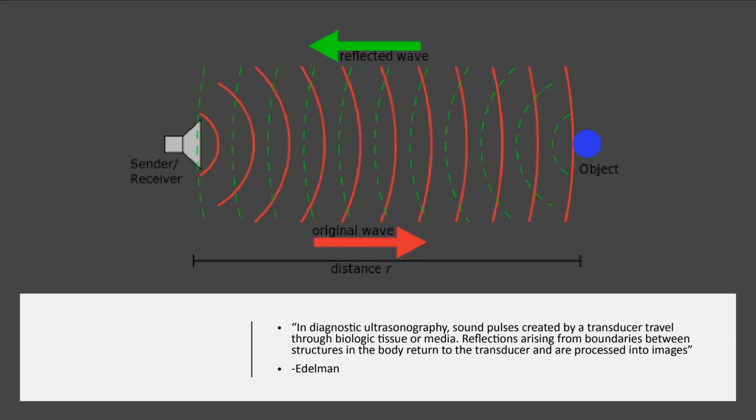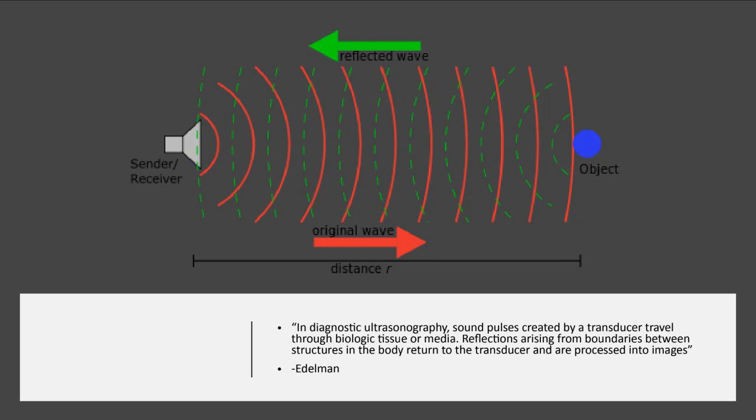So in your ultrasound textbook, your Edelman book, he has a quote right at the beginning that says, in diagnostic ultrasound, sound pulses created by a transducer travel through tissue or media. Reflections arise from the boundaries between the structures in the body, and they return to the transducer to be processed into images. So on a very basic level with ultrasound, we send a sound wave in, it reaches an object or what we call a boundary, it reflects off it back to the transducer, and the transducer is going to process that reflected wave.